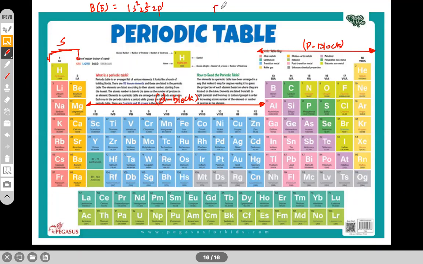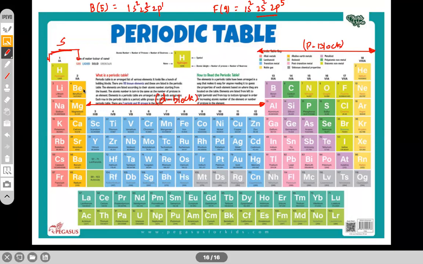Write down the electronic configuration of fluorine and tell me the electrons in the outermost shell. If you write it down, it is 1s2, 2s2, 2p5, 9 electrons. You see the outermost shell is not 2p. The outermost shell is the second shell, which contains 2 subshells, S and P. The total number of electrons is 5 plus 2, 7. How many of you understood this? No doubt?